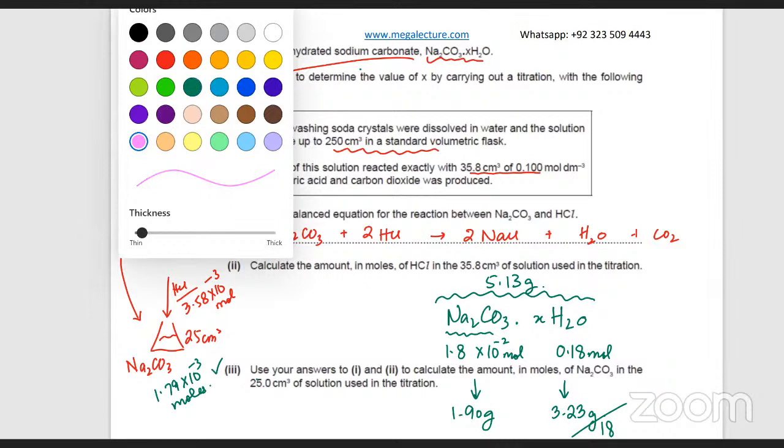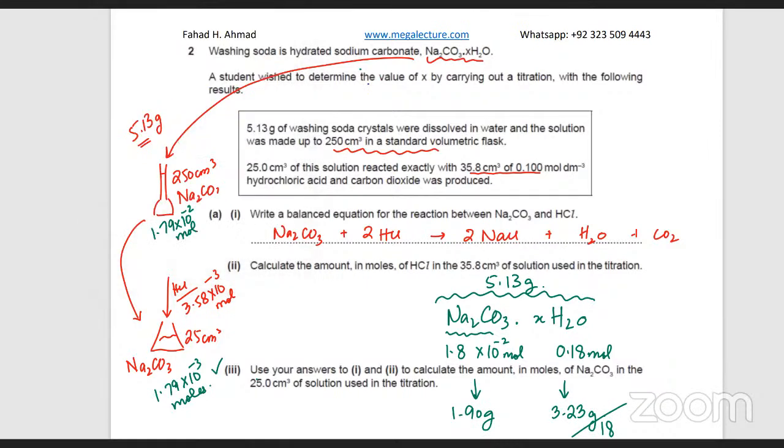Sorry, if it's 1:1 for sodium carbonate and water, then why did you make this 1.8? It was 1.79. Okay, so you rounded it up properly, fine. It was coming to 18, I said just make it 1.8, right? So this is what 1:10. 1.8 ratio 0.18. Sorry, 1.8 times 10 to the minus 2.